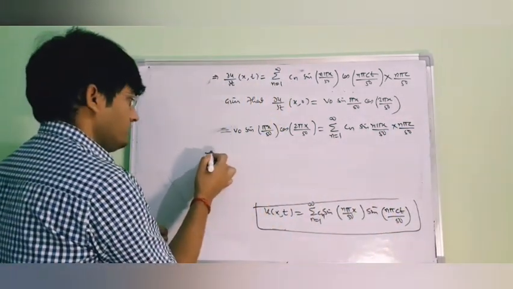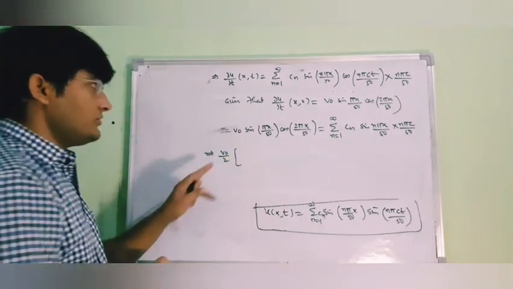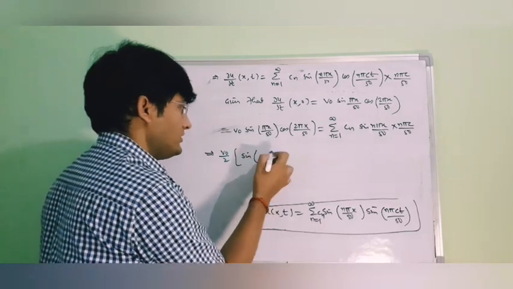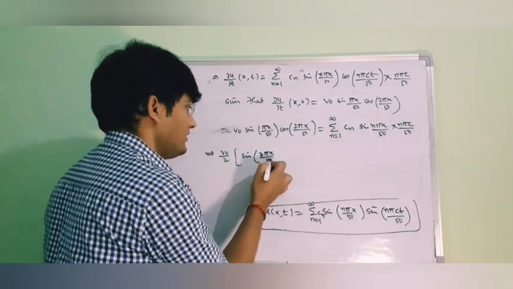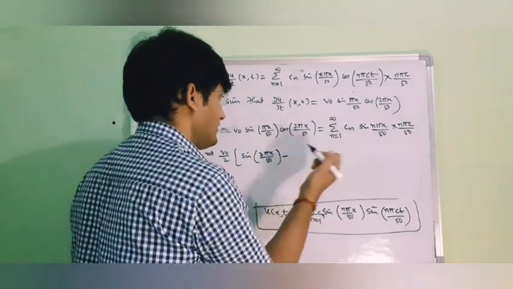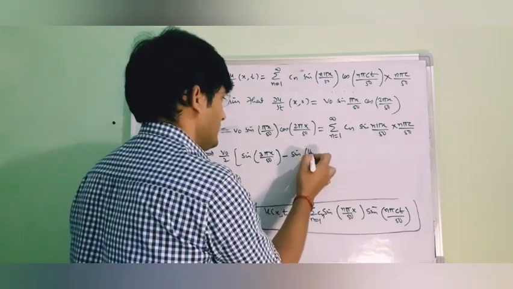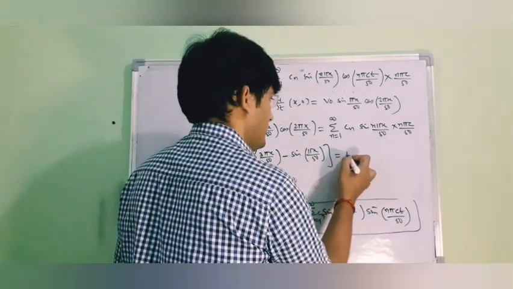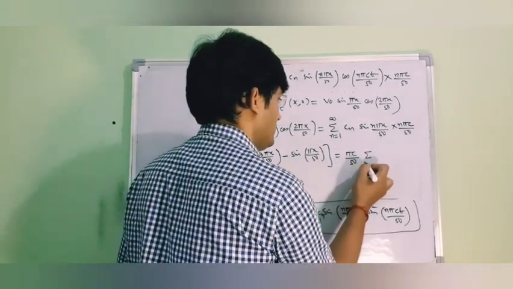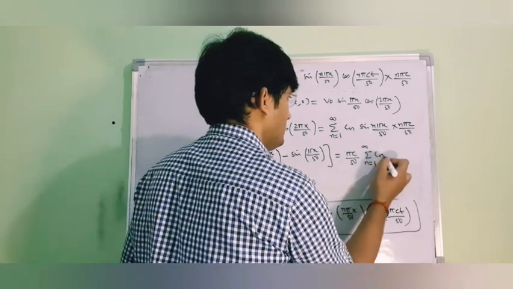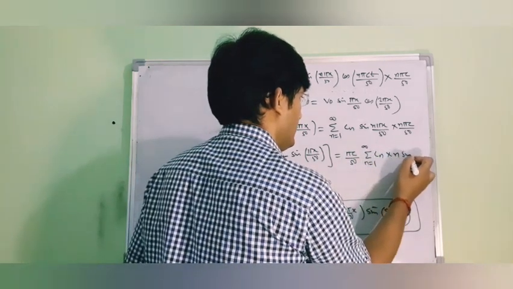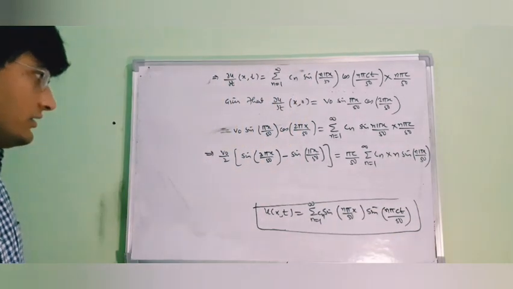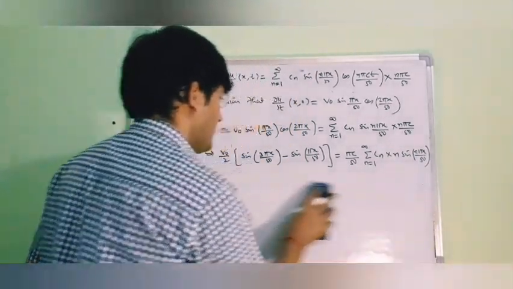Now this term can be written as v naught upon 2. Now 2 times sin a into cos b will be sin a plus b, that means sin 3 pi x upon 50, plus sin a minus b, that means this will be minus sin pi x upon 50. And in the right hand side we have pi c upon 50, and in the bracket we have cn into n sin n pi x upon 50. So let us equate the coefficients.